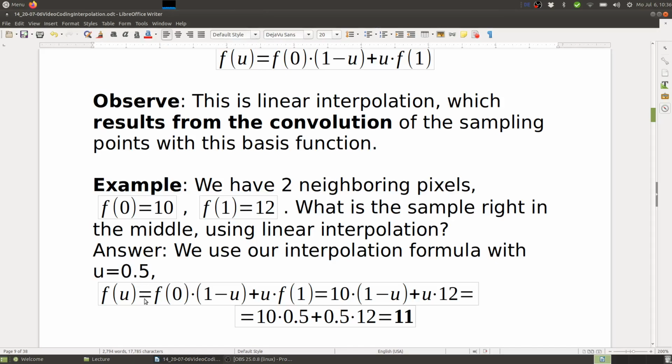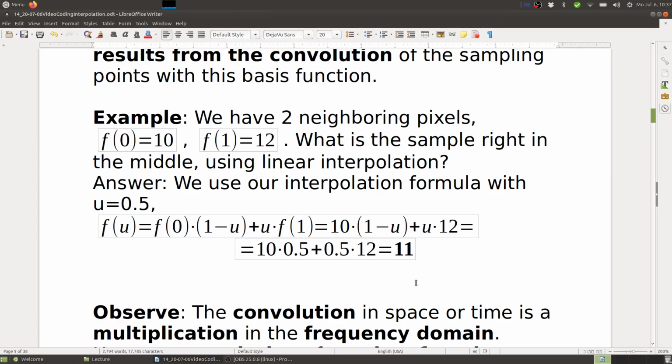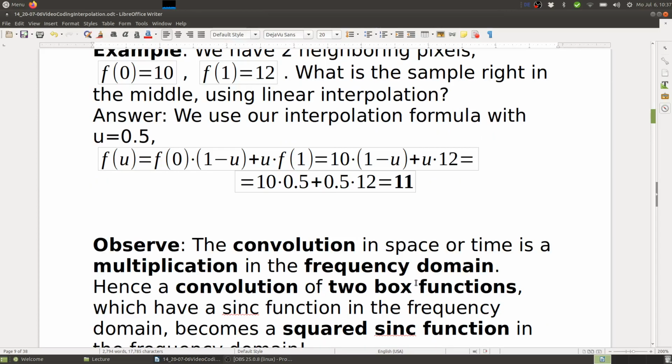So then we have f0 times (1 minus u) plus u times f1. Plug in the numbers here and u equals 0.5. Then we get 10 times 0.5 plus 0.5 times 12, and this is 11. Exactly what we expected. All right.